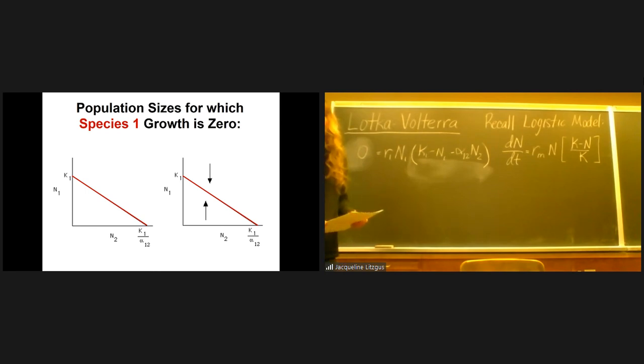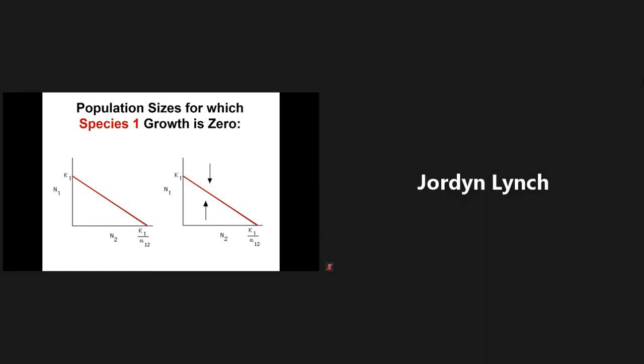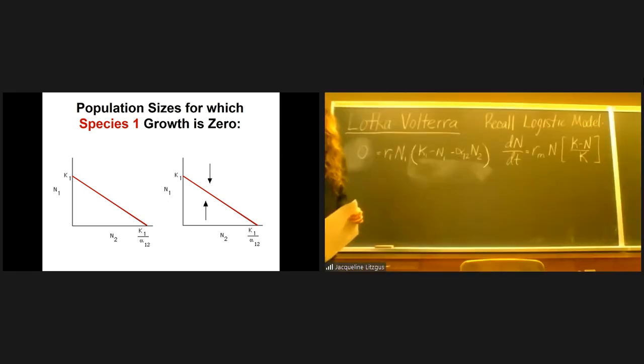R is the maximum per capita growth rate. Do you think that value could be zero? No, it doesn't make sense. How can the maximum per capita growth rate be zero? There would be no population growth. That doesn't make any sense. All right, so similarly, N1. N1 is the population size for species 1. Does it make sense that that would be zero?